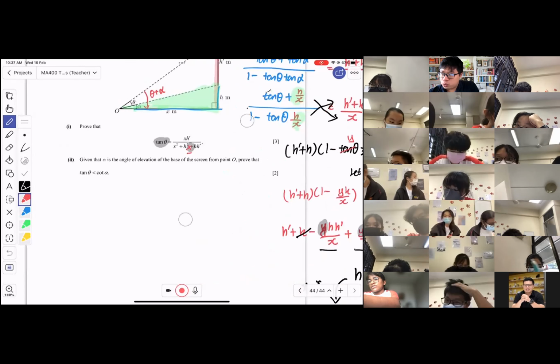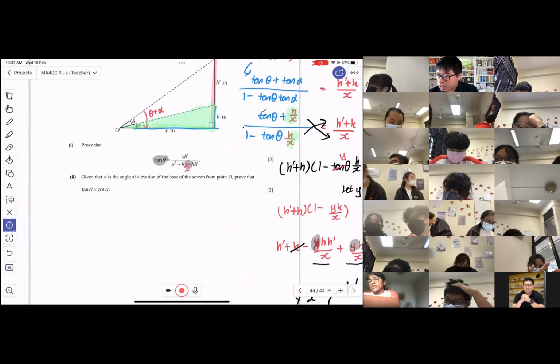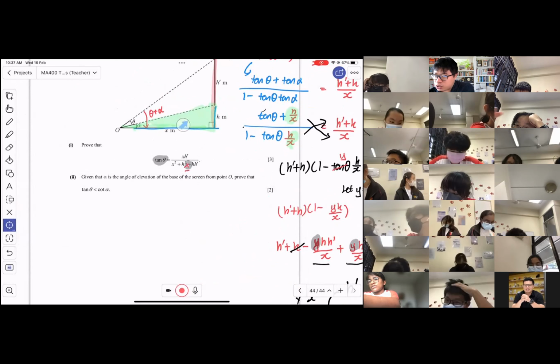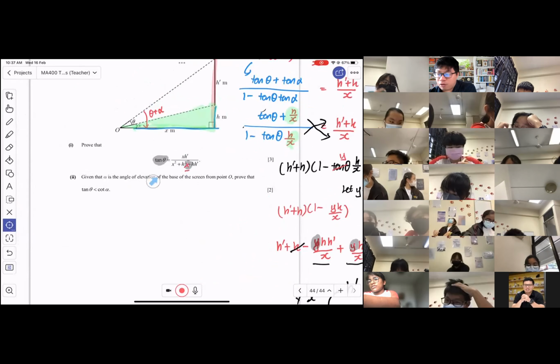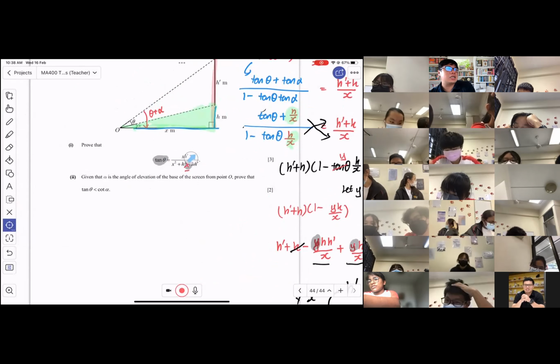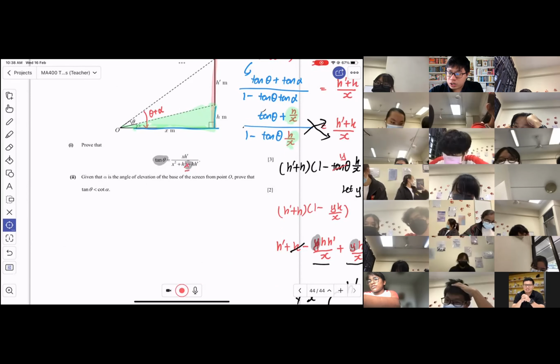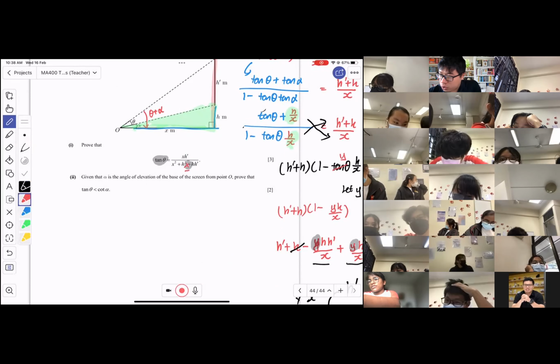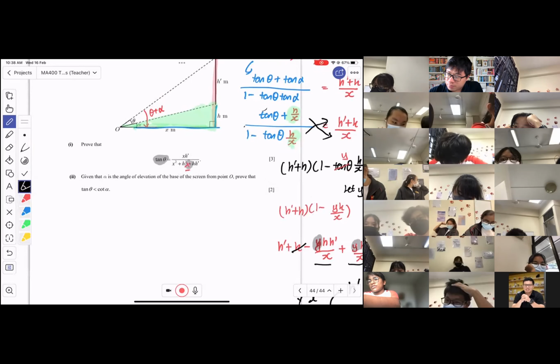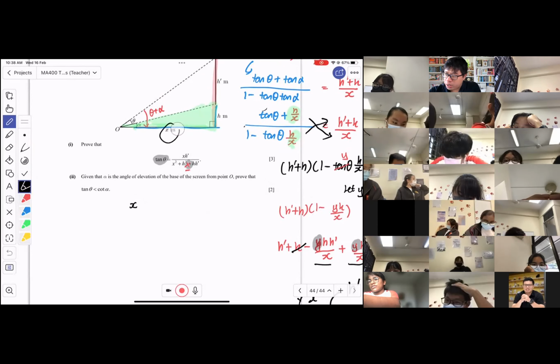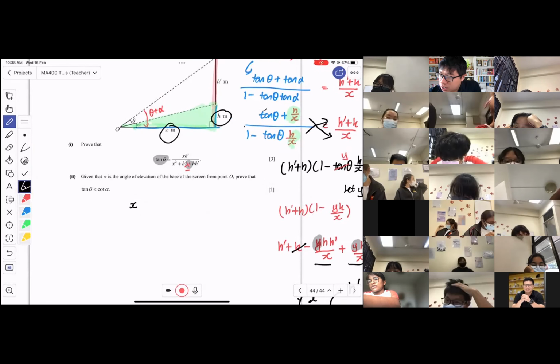So part 2, given that alpha is the angle of elevation of the base of the screen from point O, prove that tangent theta is less than cotangent alpha. Okay, so tangent theta is this. By right, in this question, they use plus, even though I think there's a mistake in the question. Okay, first of all, I know x squared plus h squared is more than 0. So prove that this is tangent alpha.